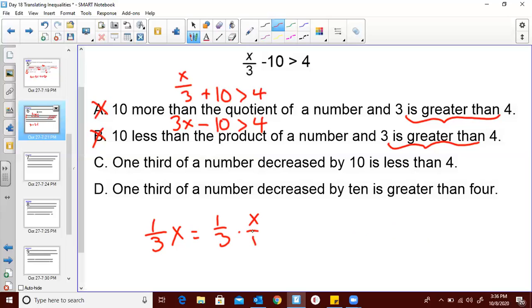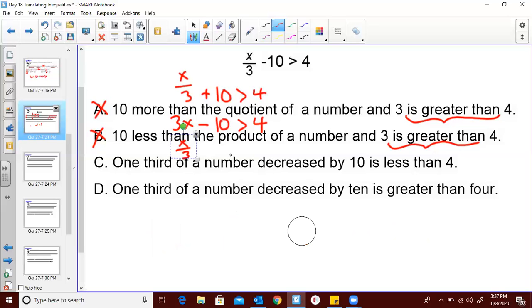And we know that when we multiply fractions, we multiply across. 1 times x is just going to be x, and 3 times 1 is just going to be 3. So here we have 1/3 of a number.